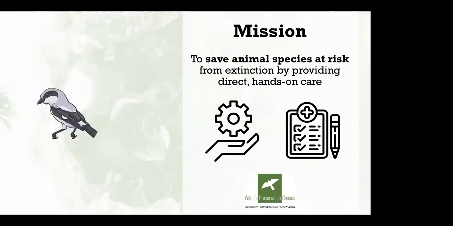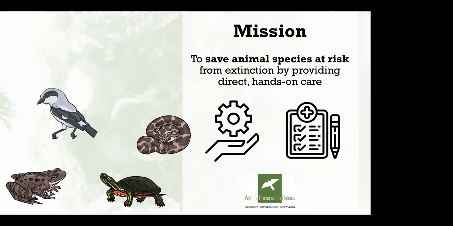We run major recovery programs for the eastern loggerhead shrike, which is a really neat predatory songbird. And those projects work closely with a lot of partners in the US. We're also at the forefront of managing research and recovery initiatives for the last known population of the Massasauga rattlesnake in the Ojibwe prairie system of southern Ontario, which is down near Windsor. And then out in British Columbia, we have major breeding programs running for the Western Painted Turtle and the Oregon Spotted Frog. And these breeding programs have been successfully augmenting wild populations of both of these species now for a number of years.